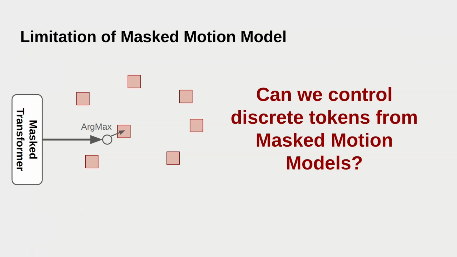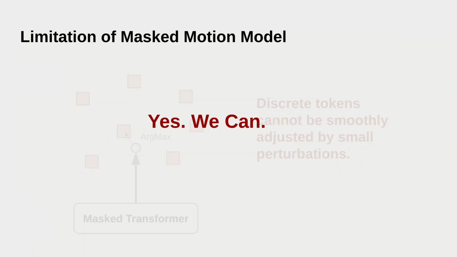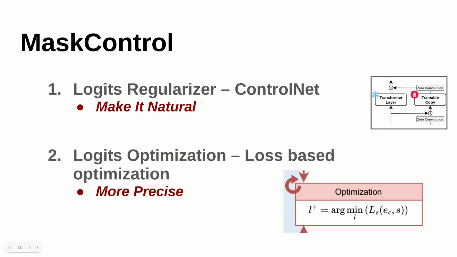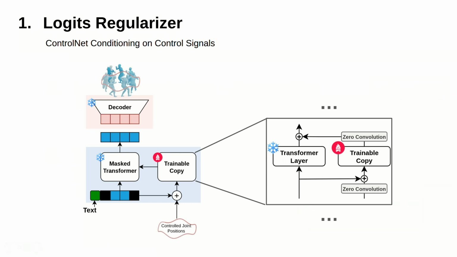Can we control these discrete tokens in masked motion models? Yes, we can. We do so by treating discrete tokens as continuous by relaxing quantization. Our mask control model has two main components. 1. Logits Regularizer, a ControlNet-style module. 2. Logits Optimization, a latent space optimization applied at inference time. Both manipulate logits, rather than embeddings directly. Let's start with the Logits Regularizer. ControlNet-style conditioning on control signals.